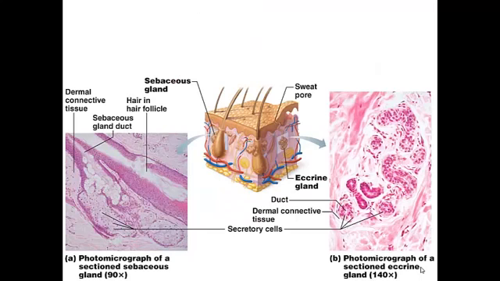This slide here is showing examples of cutaneous glands, and on the picture to the left we see a sebaceous gland, which is an oil gland. And notice where the oil gland is located. They're always going to be surrounding a hair follicle. So they're going to be at least associated with the hair follicle.